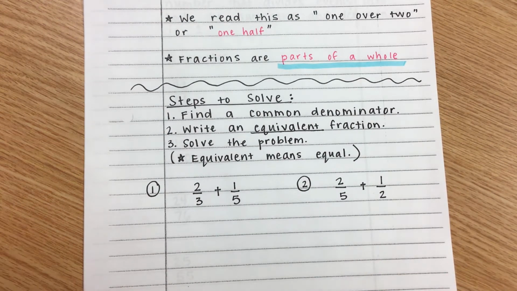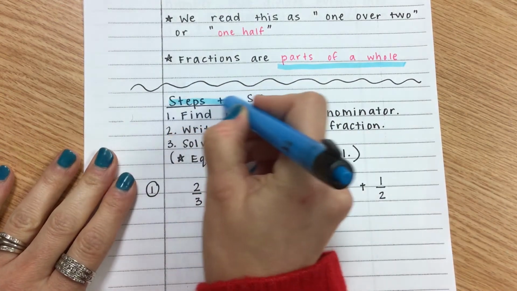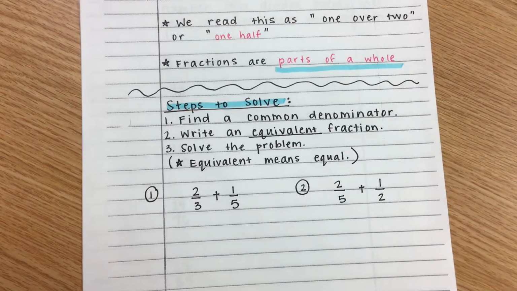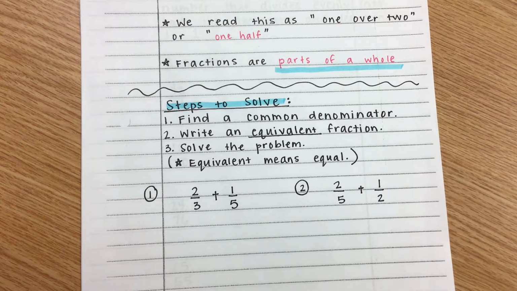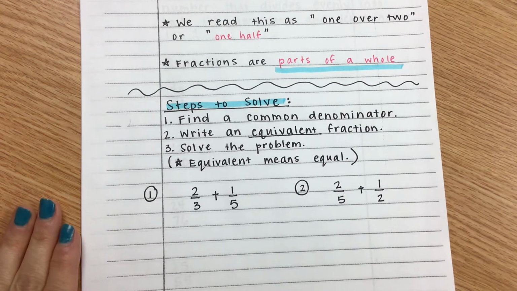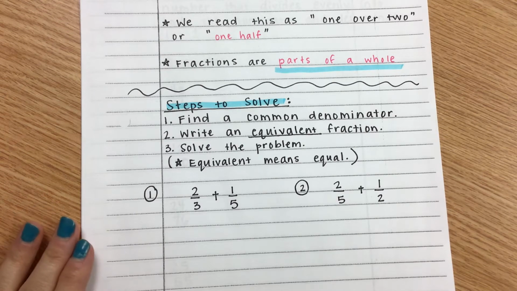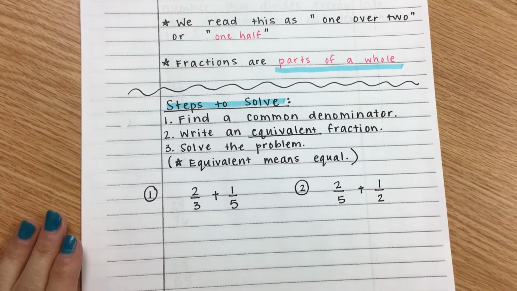So how do we solve? How do we add or subtract a fraction? Here are some steps in order to be able to solve that. The first thing we have to do is find a common denominator. The second thing we have to do is write an equivalent fraction. The third thing we have to do is solve the problem.